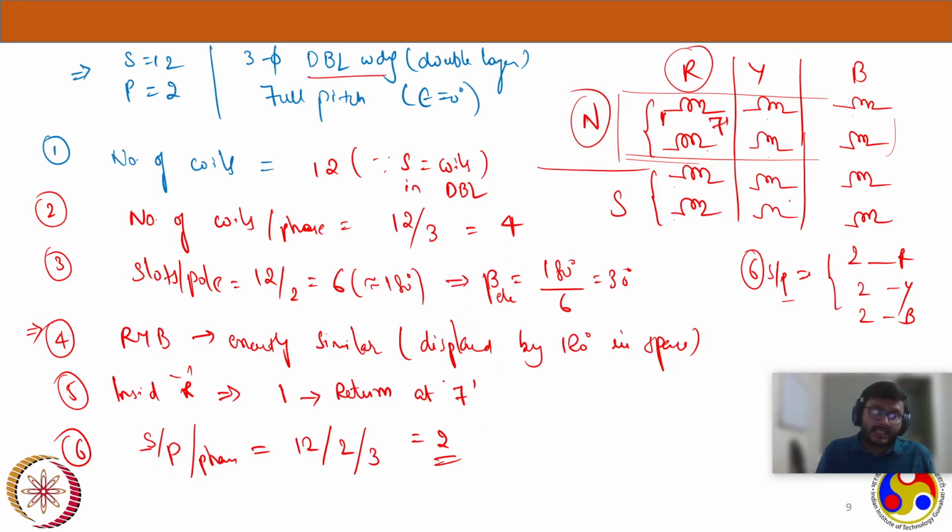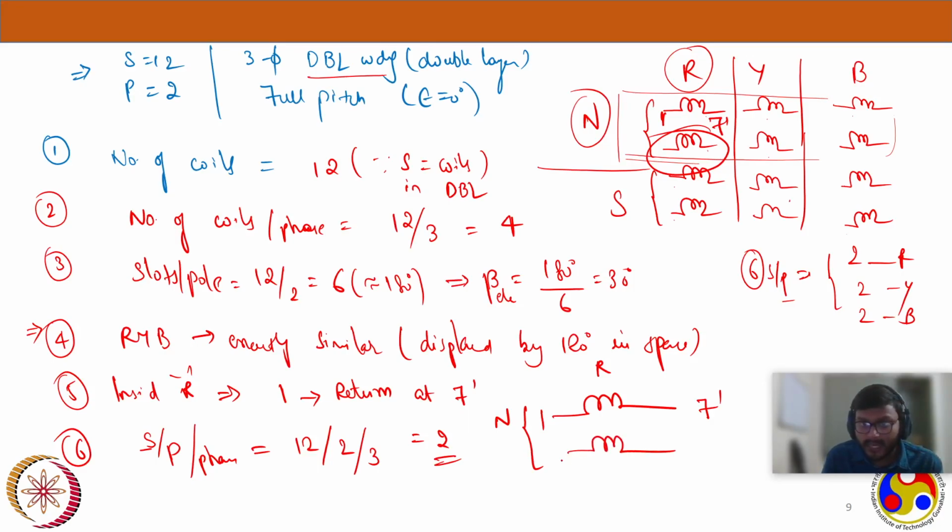Now the second slot in R phase, that is this particular winding. I'm just taking the R phase and north pole windings, and if it is 1 and 7 dash, this we got because of the coil span. And for the second coil, what is the return slot number? Can anyone tell what will be the return slot for this coil? It's simple. 8 dash. Yes, 2 and 8 dash.